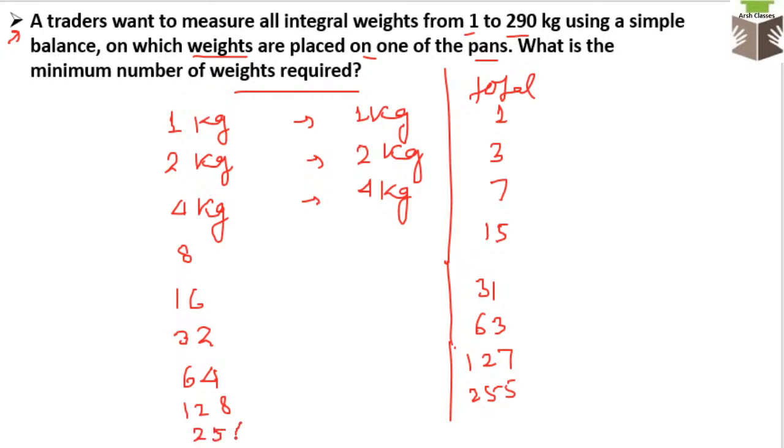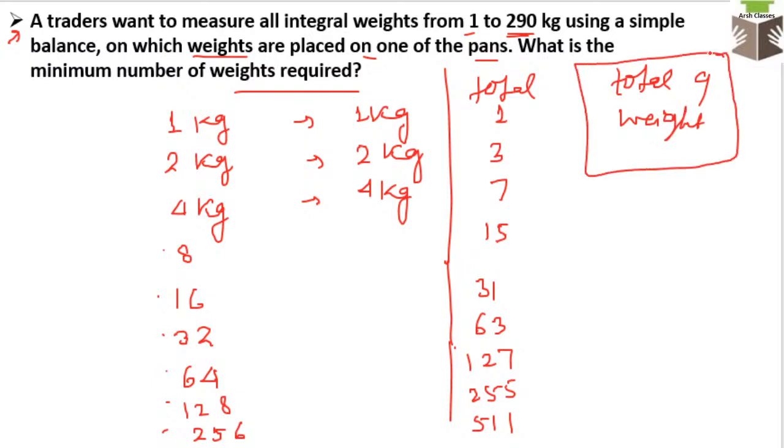Now we will require 256 kg. So till 511 kg you can weigh, and we need to weigh till 290 kg. So that means this much will be required. So this is how many? 1 2 3 4 5 6 7 8 9. So total 9. What is the total minimum number of weights required? Total 9 weights are required for this question.